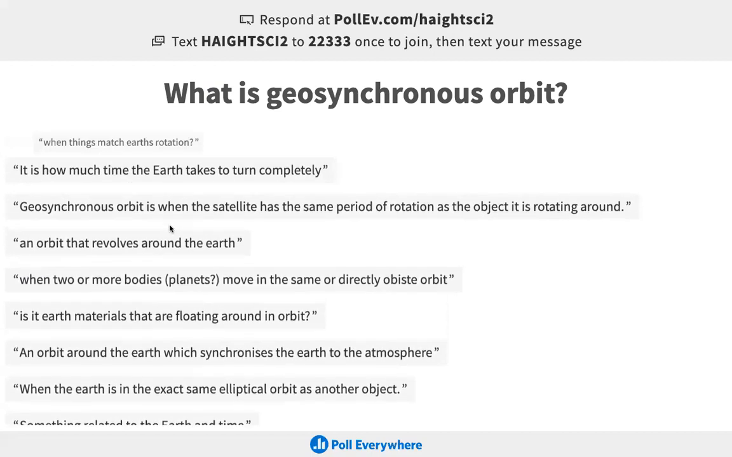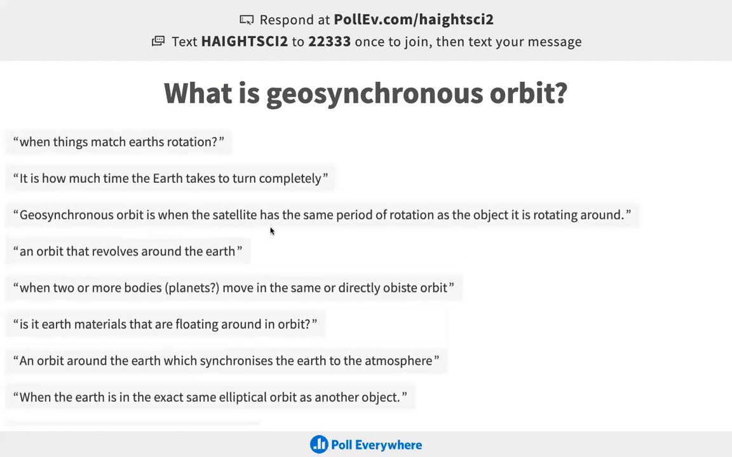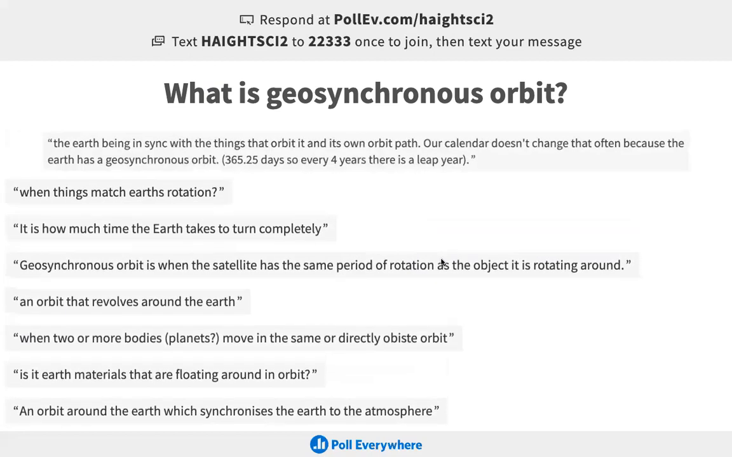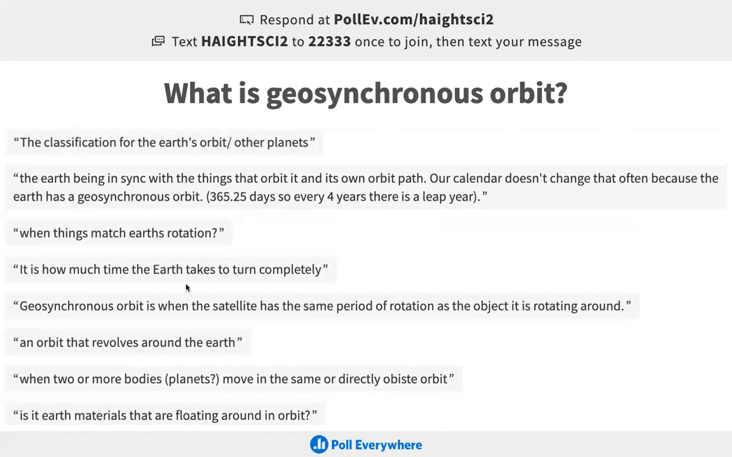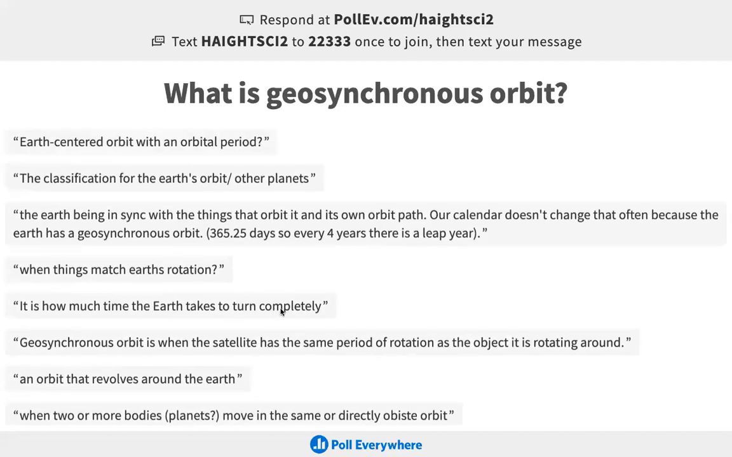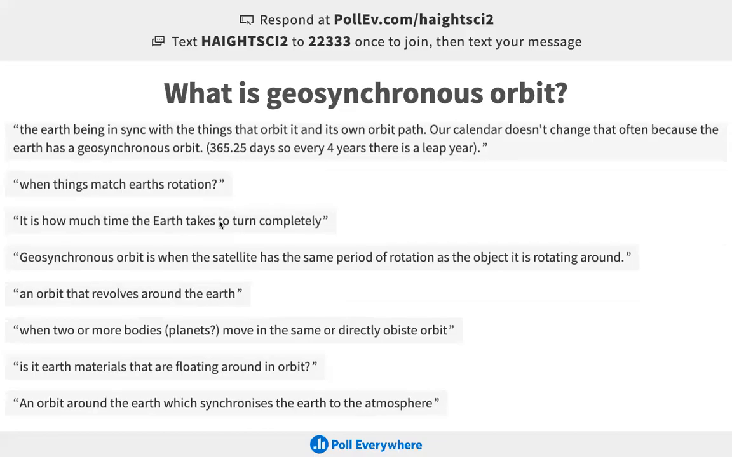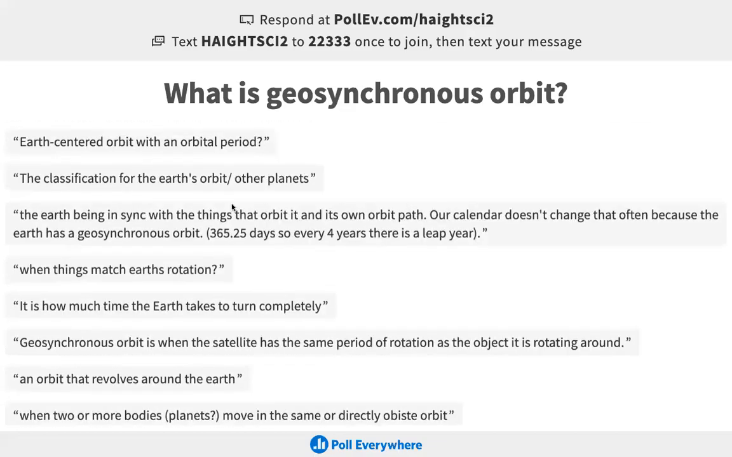Orbit that revolves around the Earth. Has the same period of rotation. Nice, someone definitely knows their definition there. That's a good one. How much time the Earth takes to move completely, it's going to relate to that. So great. All right, you are all thinking you're on the right track. And I see some people I think have definitely jumped on Google possibly to look this up. Great.